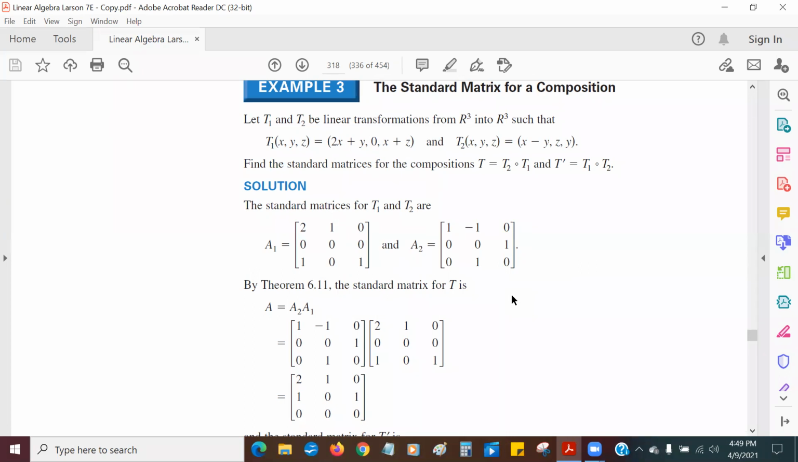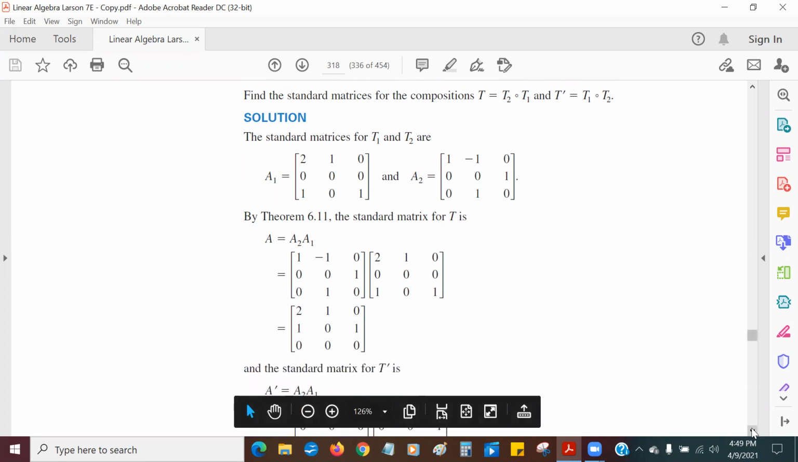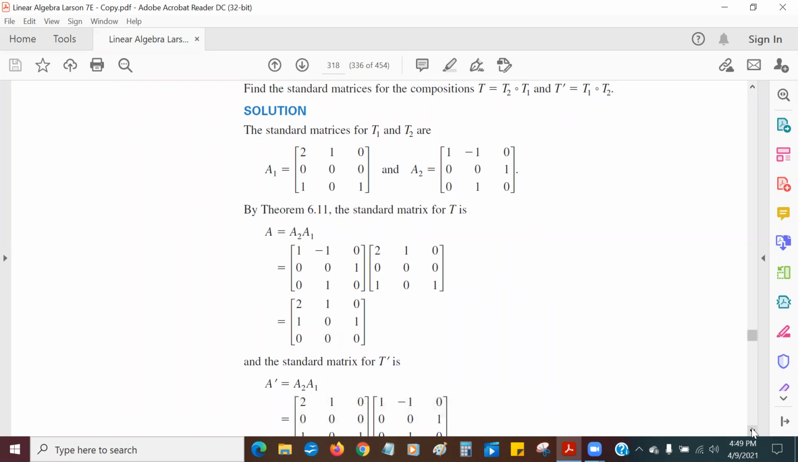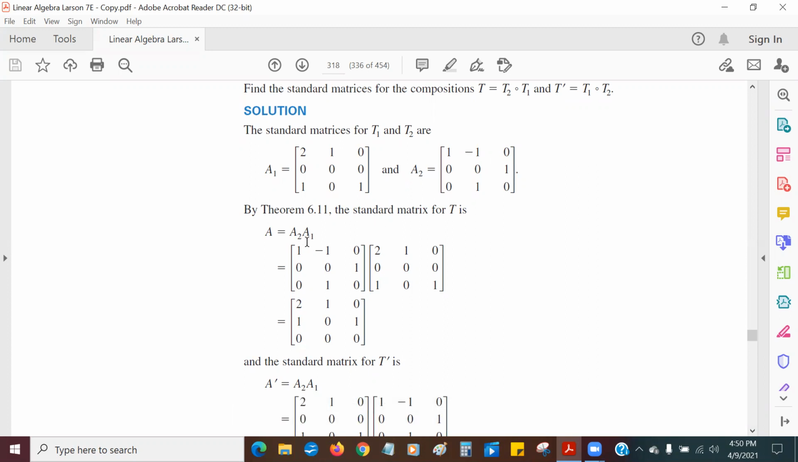So A is A2 times A1, which if I multiply these two matrices out, that's the product I get. And that's the standard matrix for which one? Is it for T or for T prime? Well, if I do A1 first, it is the same.